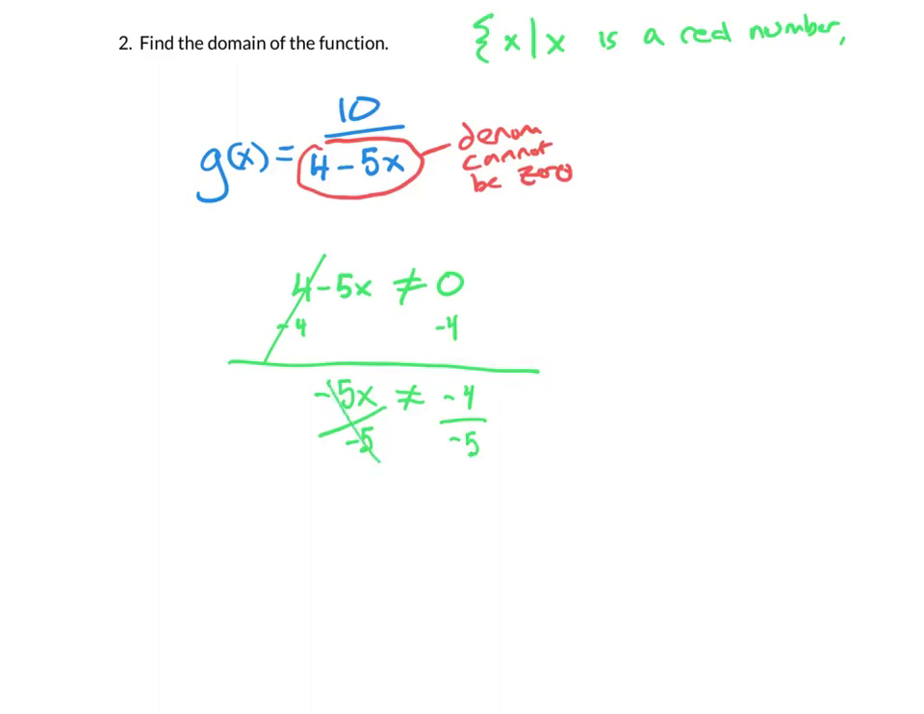The negative 5s, you can think of it as canceling each other out, or you can think of it as 1 in front of x. So x is not equal to, if you got a negative over a negative, that just becomes positive, so we've got 4 over 5. x cannot be 4 over 5. So back up top, x is a real number, but x cannot be equal to 4 over 5.